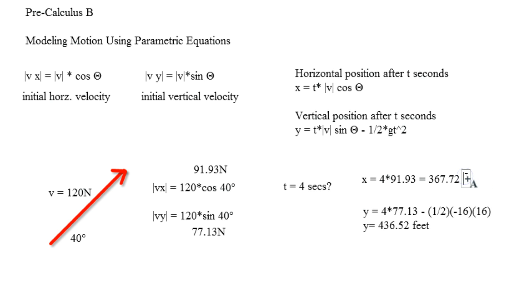Okay, and so this one's also going to be feet. So it's going to be a horizontal distance of 367.72 feet away from the initial point, and it's going to be 436.52 feet above the height of the initial point. Okay, all right, and that's it for modeling motion using parametric equations.